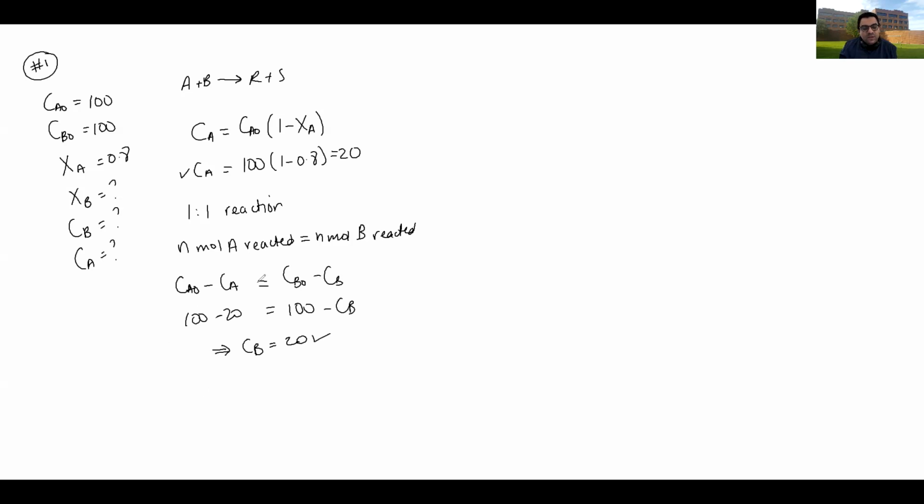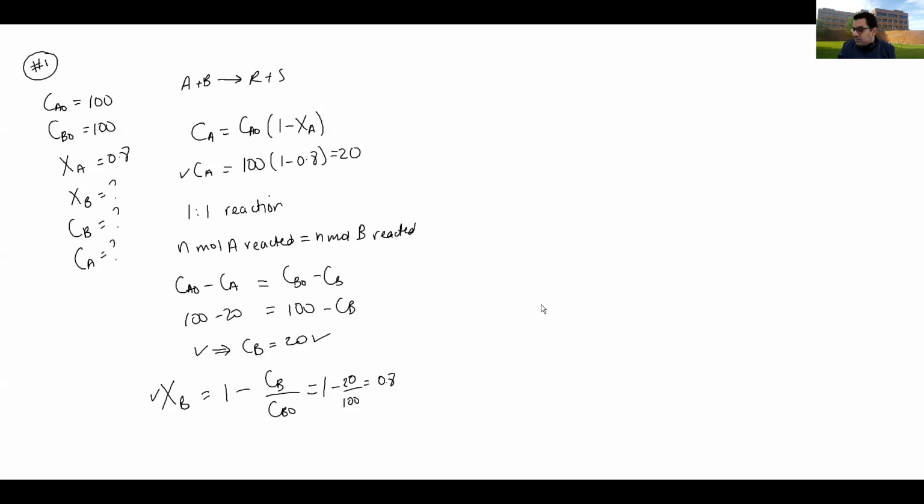And once you have CB and you have CB note, I can calculate XB, which is equal to 1 minus CB over CB note. And this equation is the same as this equation, just rearranged. And for B, not A, is equal to 1 minus 20 over 100. And this is equal to 0.8, right? So we got XB, CB, CA. This is number 1 done. Okay, let's go back to the homework and have a look at number 2.